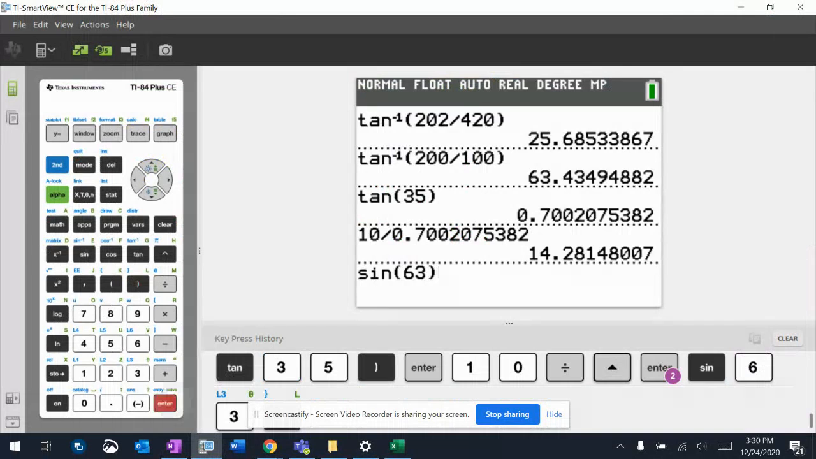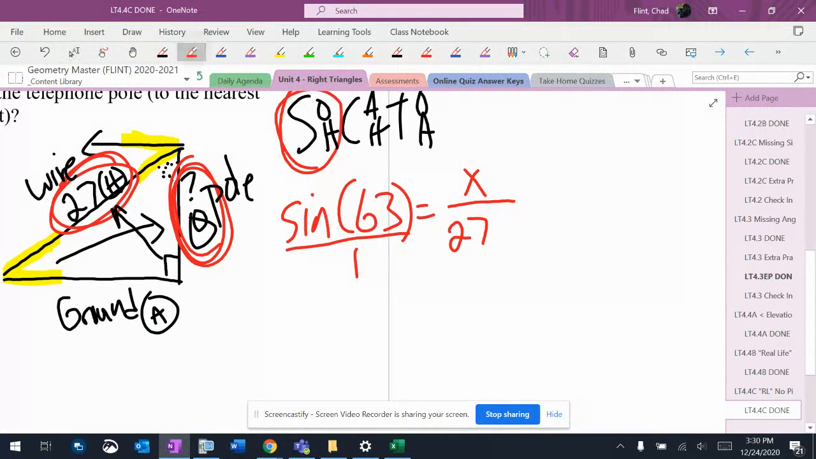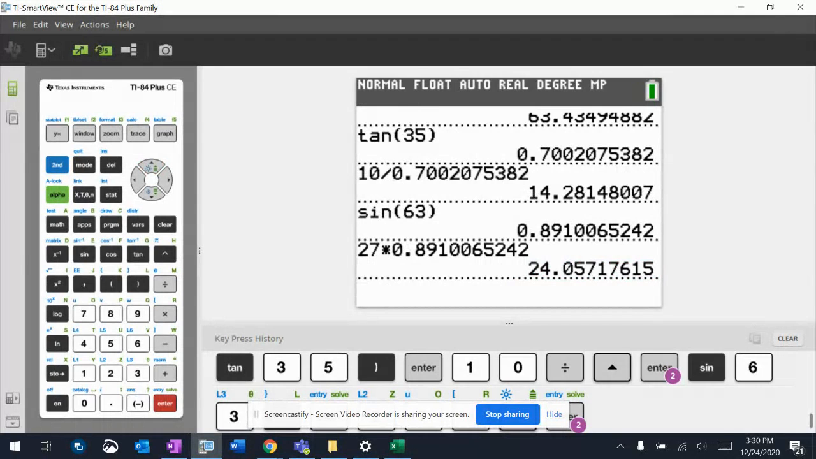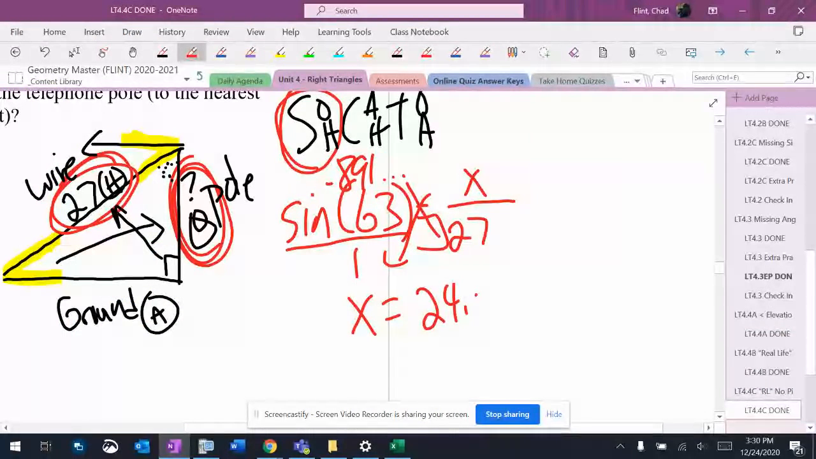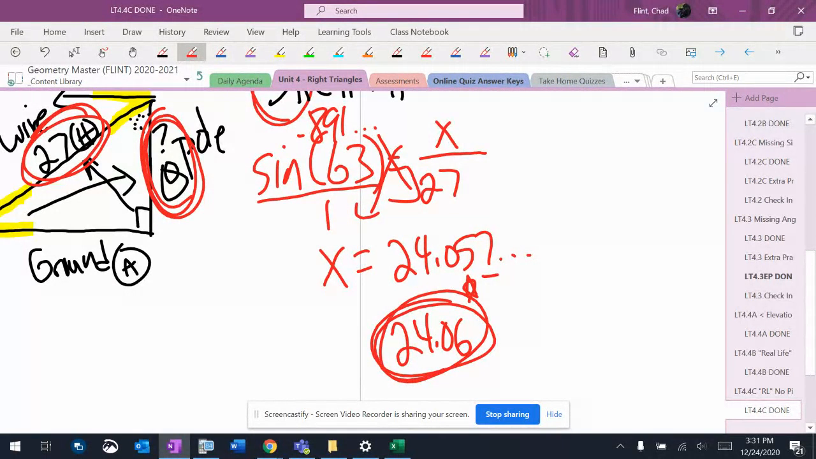Sine 63 is 0.891. So x equals 27 times that number, 24.057. It says to the nearest hundredth of a foot. That means round to 5 using the 7. 24.06 is the nearest hundredth of a foot.